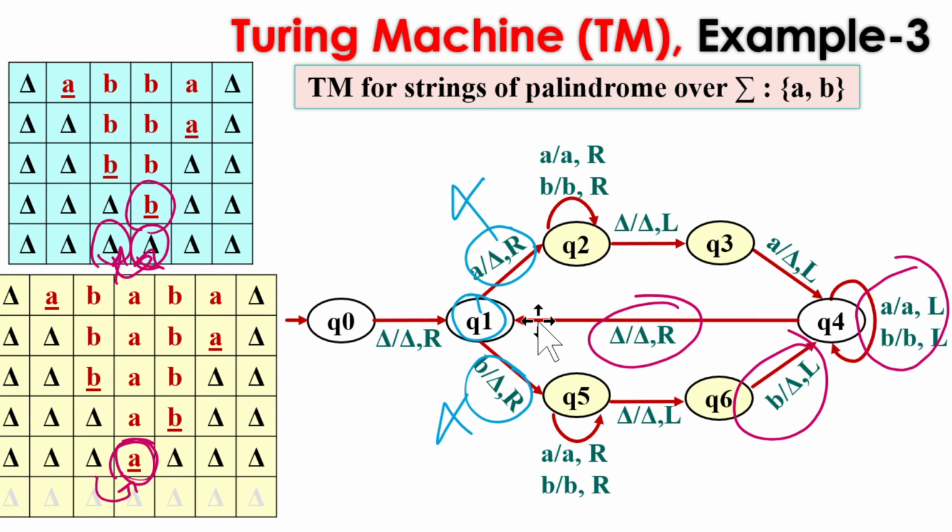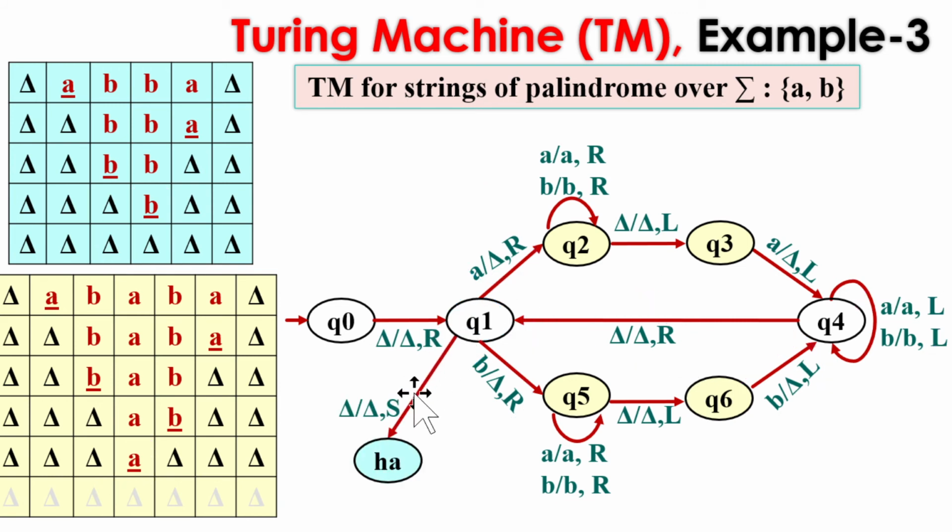So we can simply show the acceptance from q1. As we are not having any final state here, we are having a halt accept state. So we have just replaced the blank on the tape with a blank with a static move. Okay, means we are moving nowhere and the machine is now moving from active state to inactive state, and the string is accepted as a palindrome.